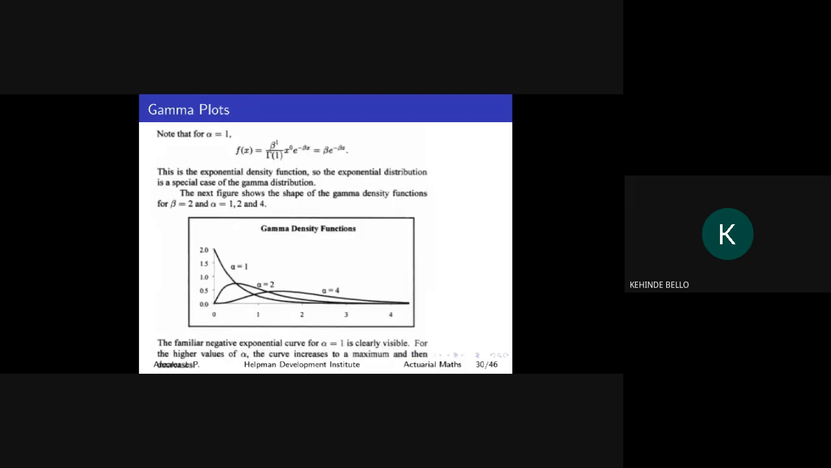The exponential distribution is a special case of the gamma distribution, and the gamma distribution becomes an exponential distribution when k equals 1. So it reduces to the exponential distribution with rate parameter 1 over theta. So it can be used to model waiting times and so on and so forth, and even in natural science. Now, note that for alpha equals 1, just like what we're explaining, can you remember the exponential distribution?